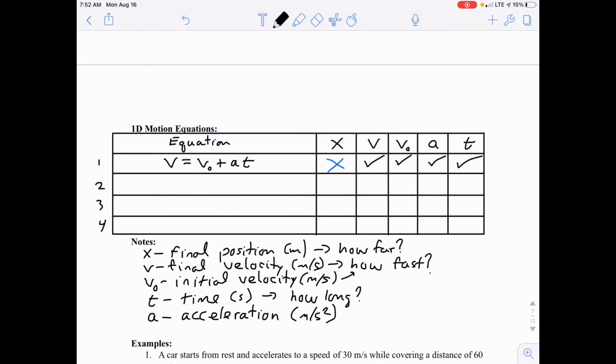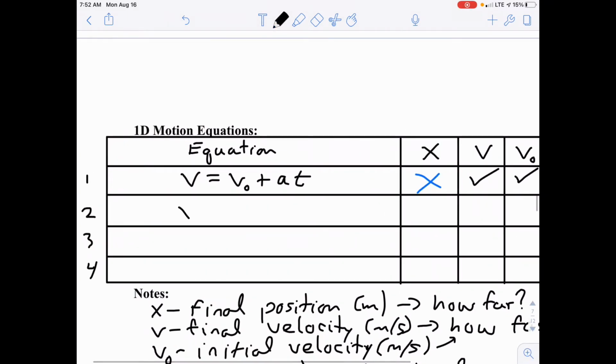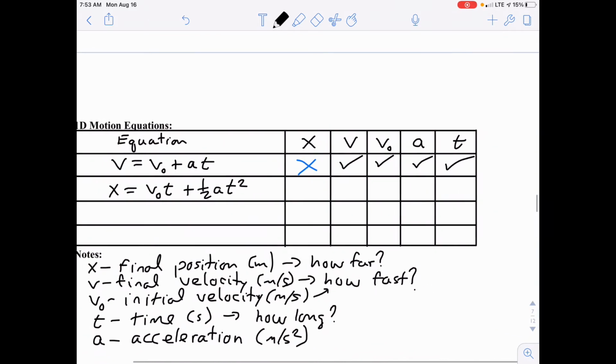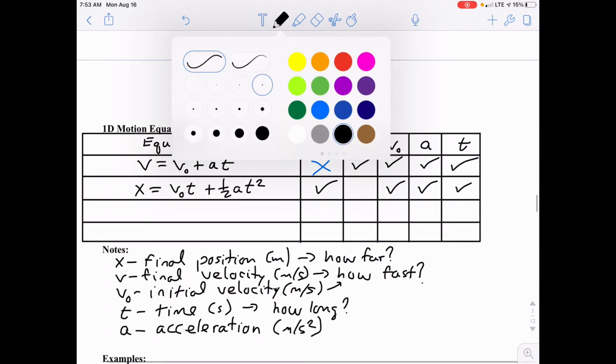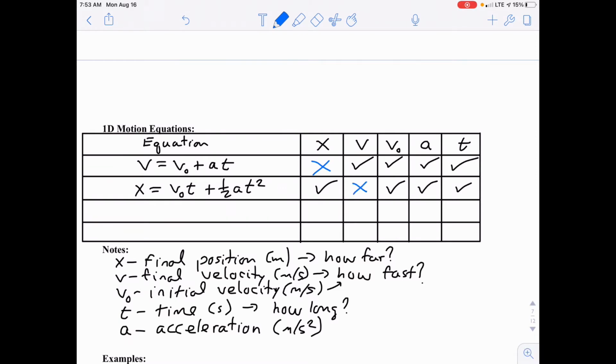Second equation is x equals v naught times t plus 1/2 a times t squared. Now, checking off our variables, clearly there's an x in the equation. There is a v naught, there is a, and t shows up twice. What we do not have is final velocity.